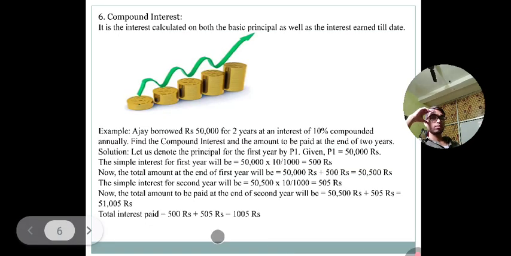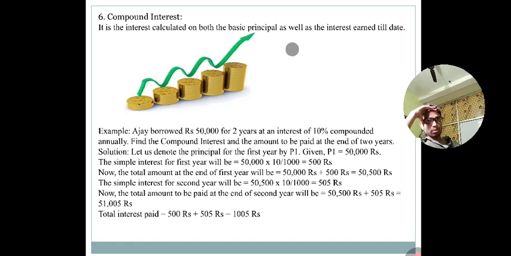Now next, compound interest. What is compound interest? It is the interest calculated on both the basic principal as well as the interest earned till date. It will keep increasing after 1 year, after 1 month, after 6 months. If we apply interest on something, for example 500, after 1 month your amount will keep increasing. This is what compound interest is.